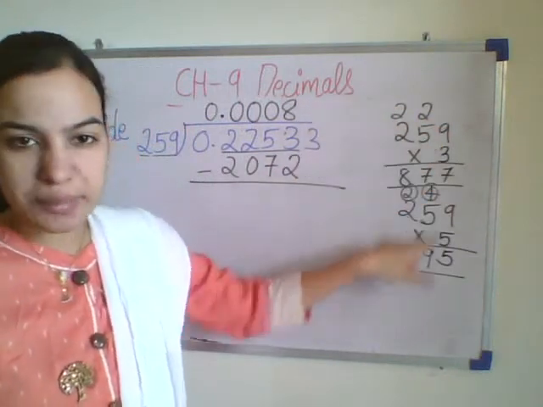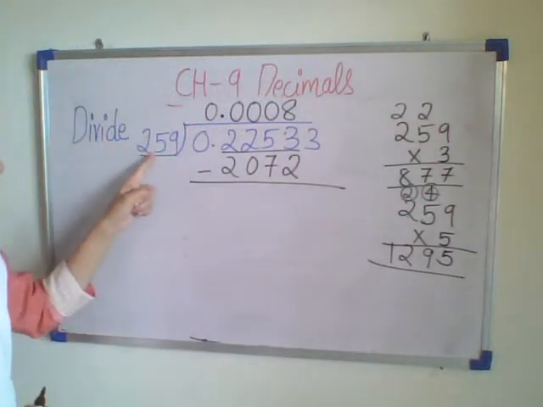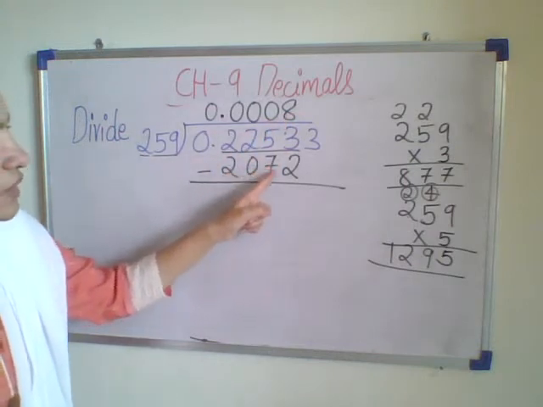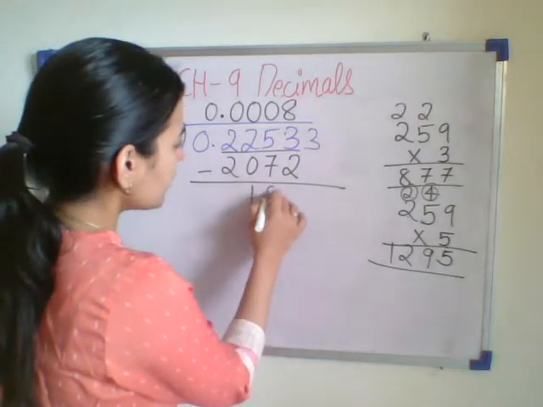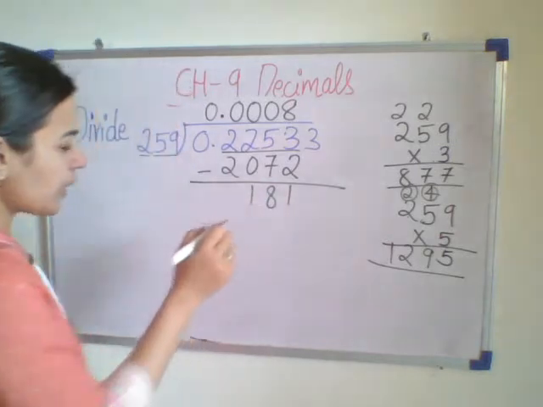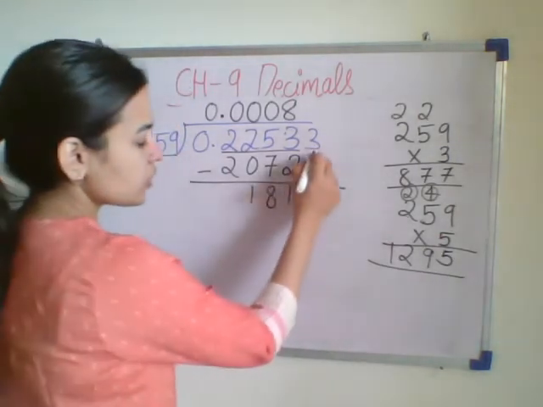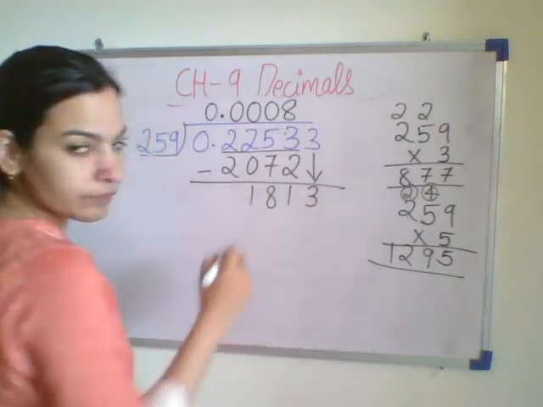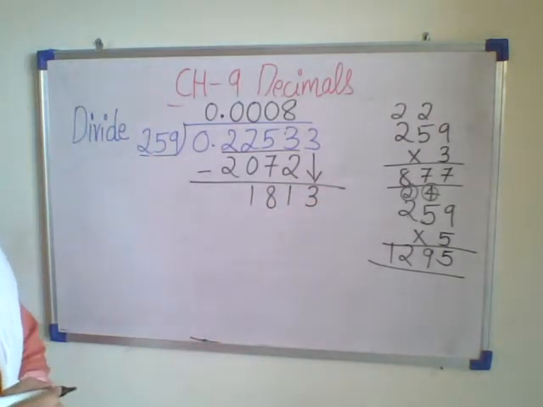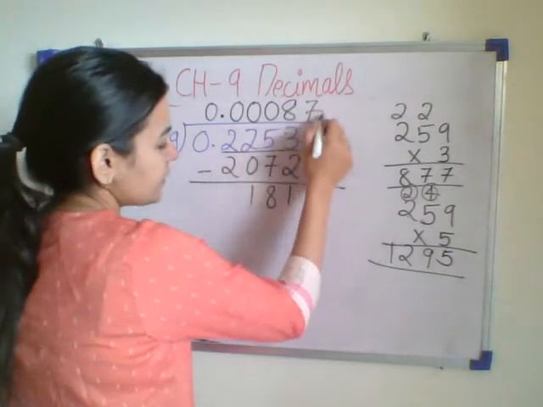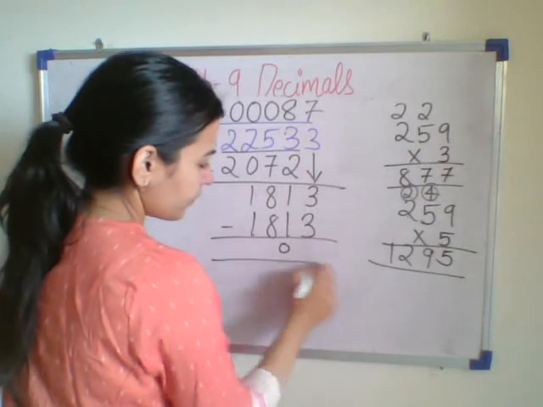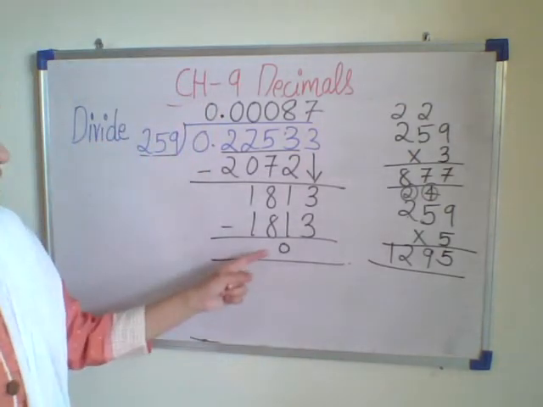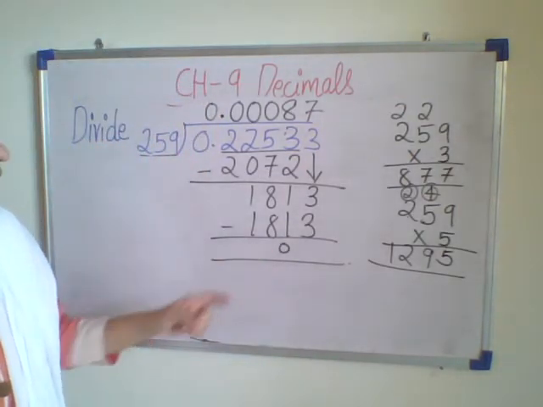You can do this multiplication. So 259 eights are 2072. Now subtract this. If you subtract it, you will get 181. Now 181 is smaller than 259, so I will carry this 3 down. Now 259 sevens are 1813. So here the remainder left is 0.